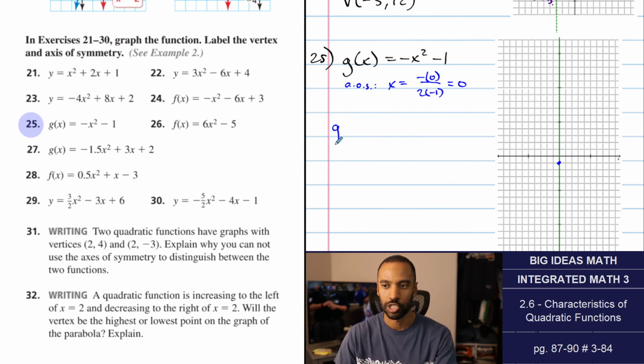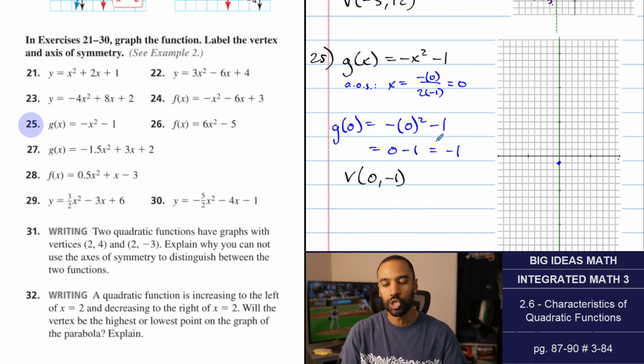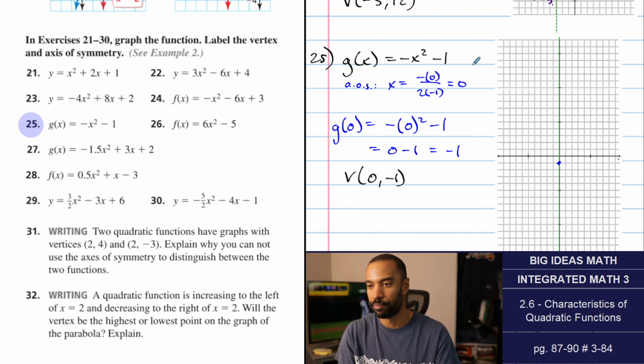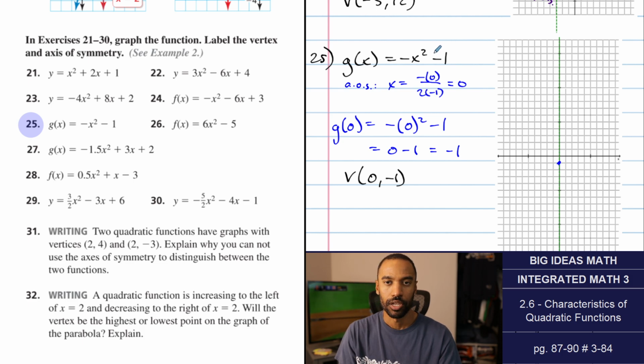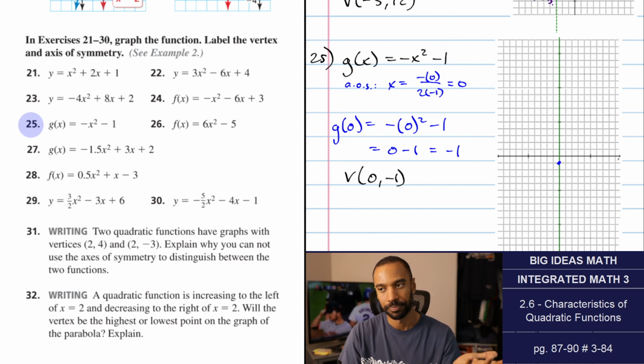Don't believe me? Let's try g of 0. We get opposite of 0 squared minus 1, which is 0 minus 1, which is negative 1. That means your vertex is indeed at 0, negative 1. So you should know, or we will note, that when in standard form and there's no b term, your y-intercept is on your vertex, therefore your vertex is on the y-axis, therefore the constant number represents the vertex, 0, comma, constant.